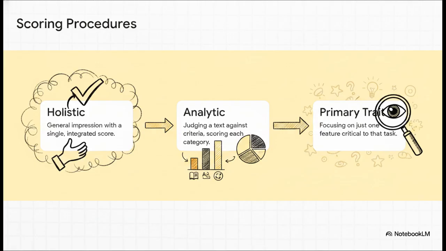Analytic scoring solves that. The teacher breaks it down. You got 90% for organization, but 70% for grammar. That provides incredible formative feedback, even though it takes way longer to grade. Then there's primary trait scoring, which hyper-focuses on just one specific skill. If the trait is identifying main points, the scorer completely ignores spelling and grammar and only grades that single cognitive skill.